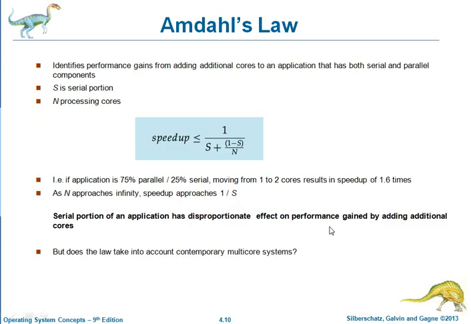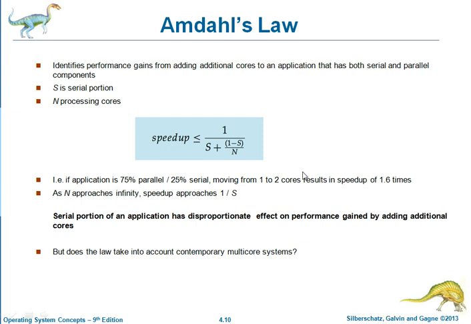Amdahl's law is a formula that identifies potential performance gains from adding additional computing cores to an application that has both serial or non-parallel and parallel components. If S is the portion of the application that must be performed serially on a system with n processing cores. So in here we have an example. We assume that we have an application that is 75% parallel and 25% serial. If we run this application on a system with 2 processing cores, we can get a speedup of 1.6 times. If we add 2 additional cores to a total of 4, then the speedup is 2.28 times.